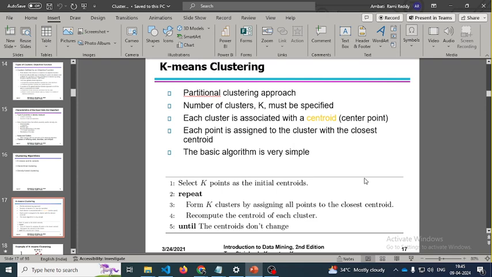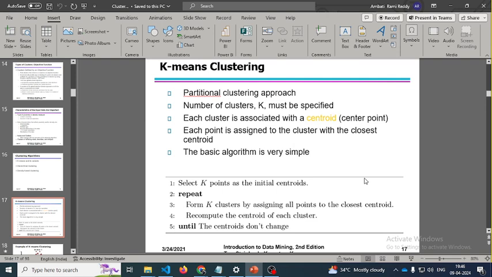Then each cluster is associated with some technique. Generally, people use the centroid value. If you want, you can use medoid also, or if you want to go for your own criteria, you may give your customized objective function. Generally, the standard way is to take the centroid. Each point is assigned to the cluster with the closest centroid.